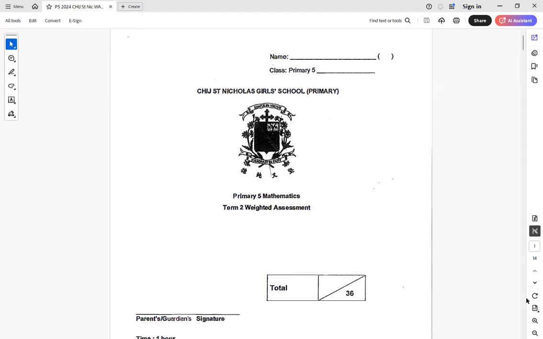Okay, so today I'll be going through the 2024 WA2 for CHIJ St. Nicholas Girls School, Primary 5. So let's begin.